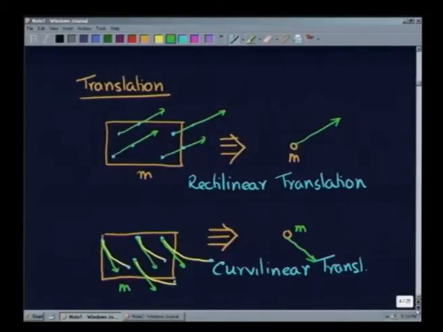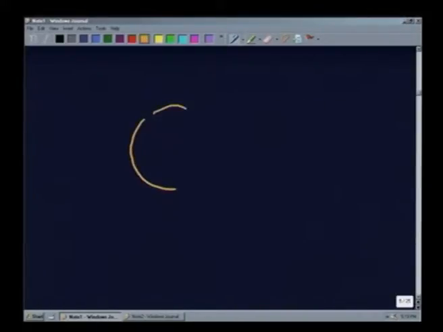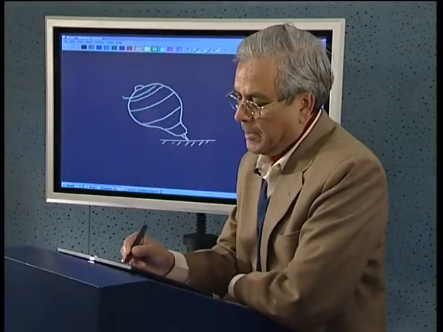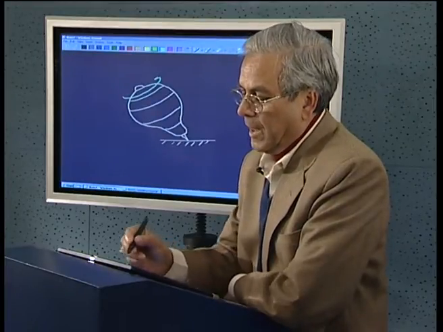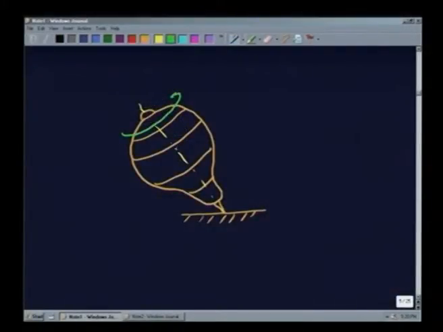Next, let us consider an example of space motion. Before I proceed further with the case of plane motion, it is also appropriate for us at this instant to understand what we call a space motion or three dimensional motion. Now, the simplest example of that will be a spinning top with which we are familiar. We know that this top undergoes a spinning motion at a very fast rate, and the axis of this undergoes a precessional motion about a vertical axis like this.